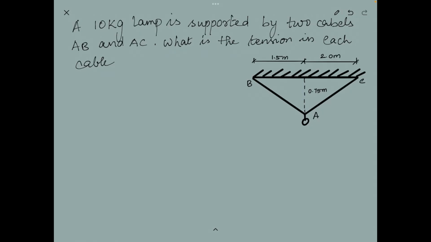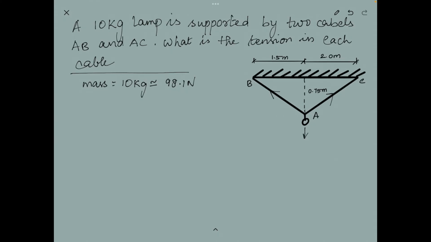A 10 kg lamp is supported by two cables AB and AC. What is the tension in each cable? So as always, let's first draw our free body diagram. But before that, we need to calculate a few things. First, let us convert the mass in kilograms into weight by multiplying it with 9.8, which is the acceleration due to gravity. We will get 98.1 Newton of weight acting downwards.